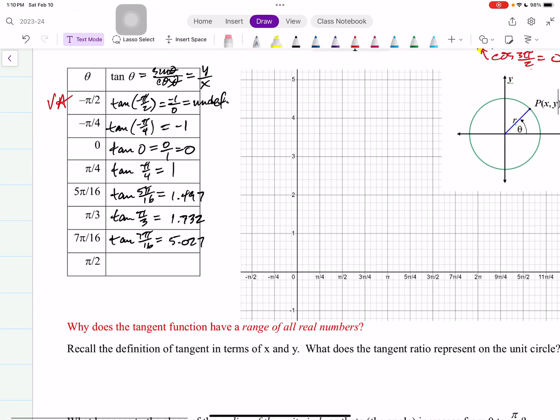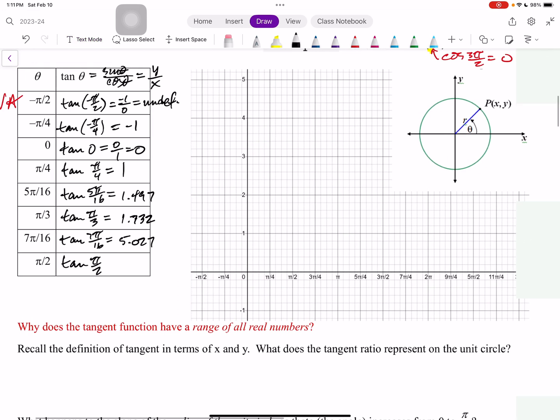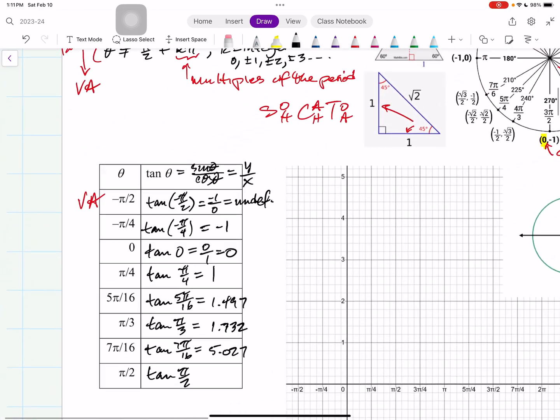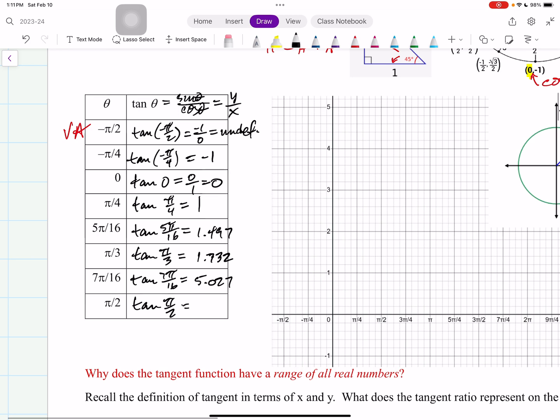All right, and let me see. Oh, I forgot to do this right here. So the tangent of pi halves, that's at the top of the unit circle. So if you go to the unit circle here, 1 divided by 0. Ooh, that's undefined. Look at that, 1 divided by 0. We found another asymptote right here and right here, okay?